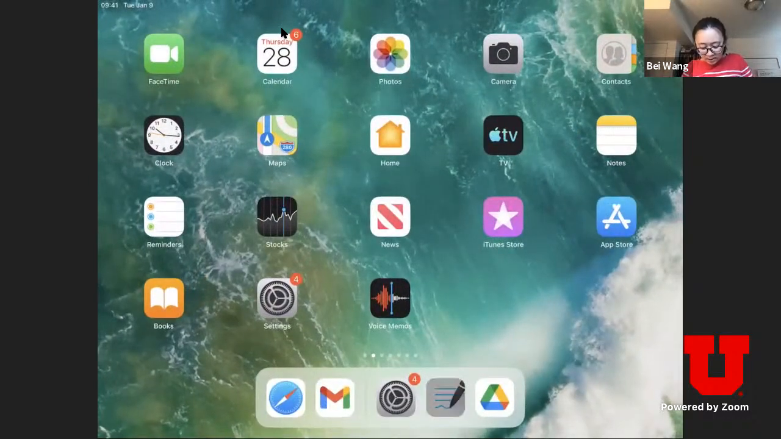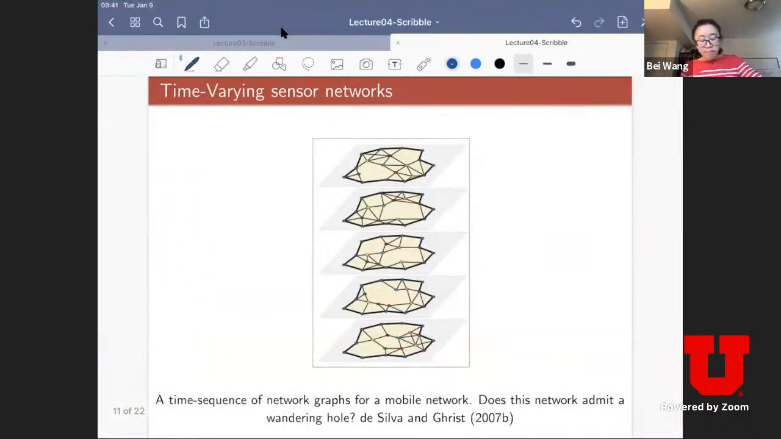All right, so that's that for the two. But now the next thing is actually the notion of time-varying sensor network.